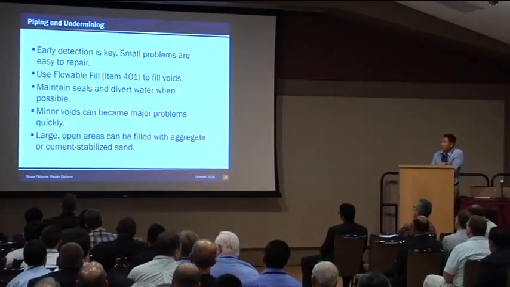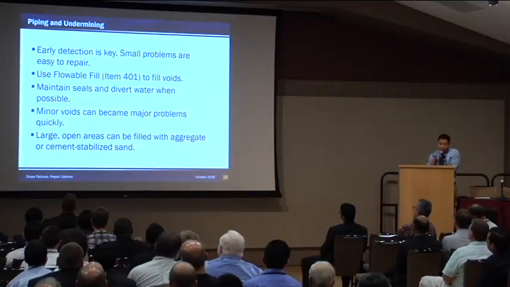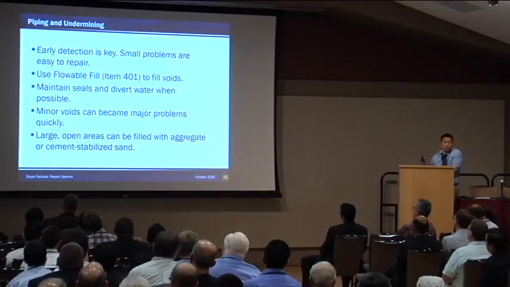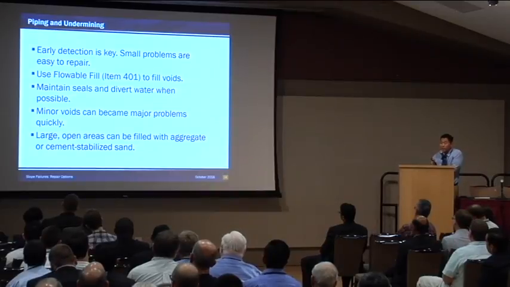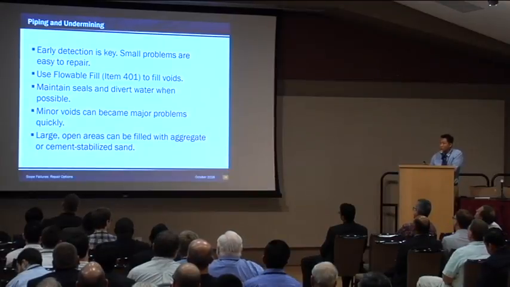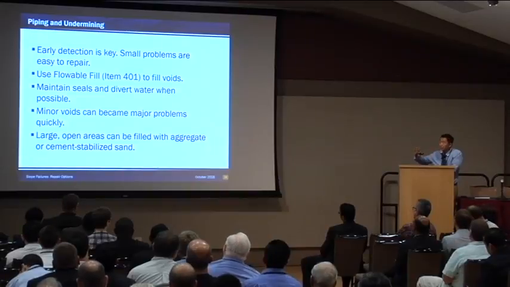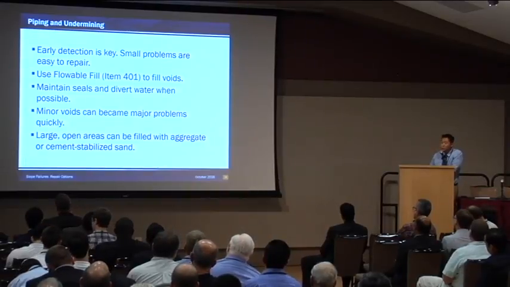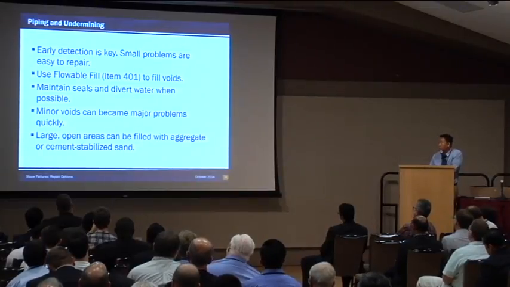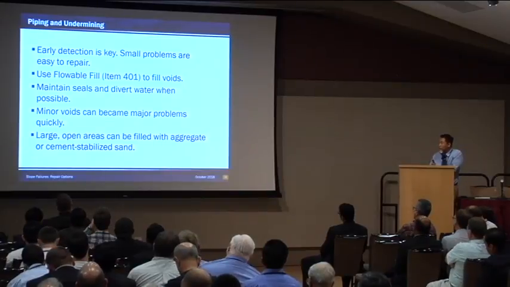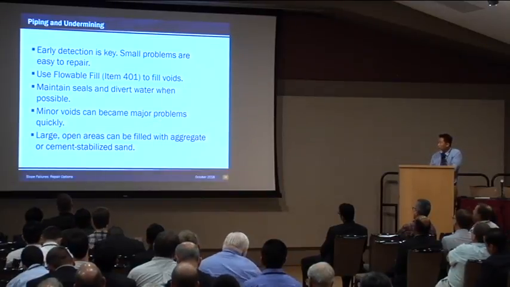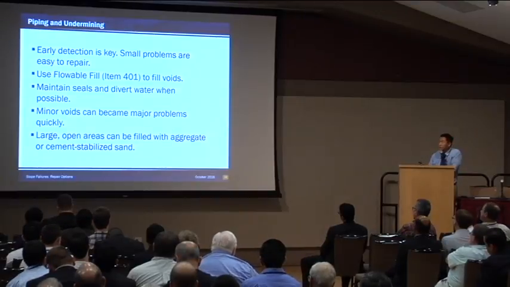With piping and undermining, the initial finding is very important. If you find these issues early, you can fix them very easily. But if you just let it go, the problem can become very significant. As I said, if the structure is still standing, you can use flowable fill, which doesn't require compaction. The treatment of diverting water is very important, and you can also use aggregate or cement to stabilize the sand.